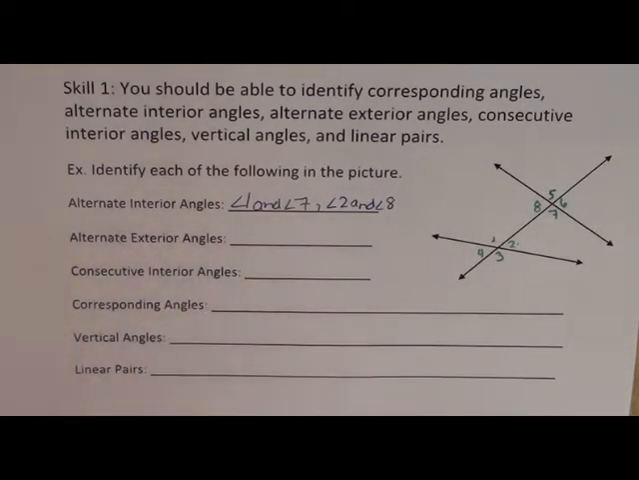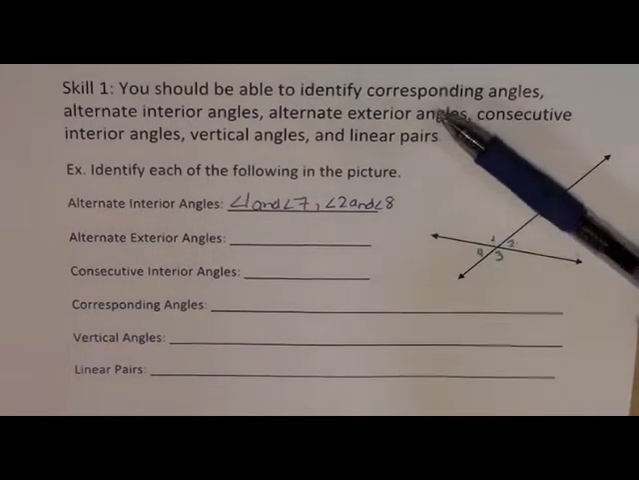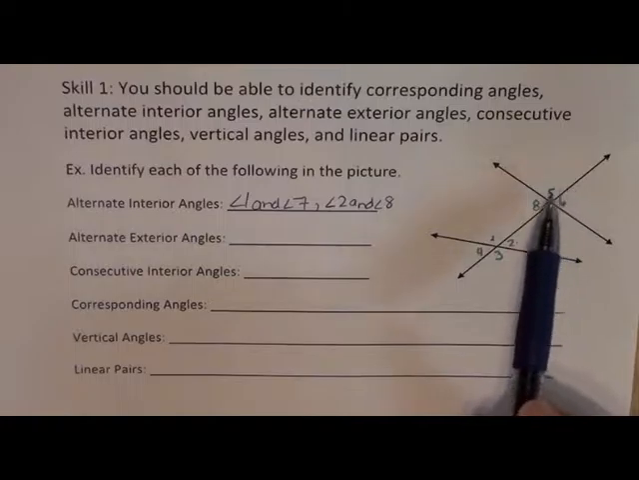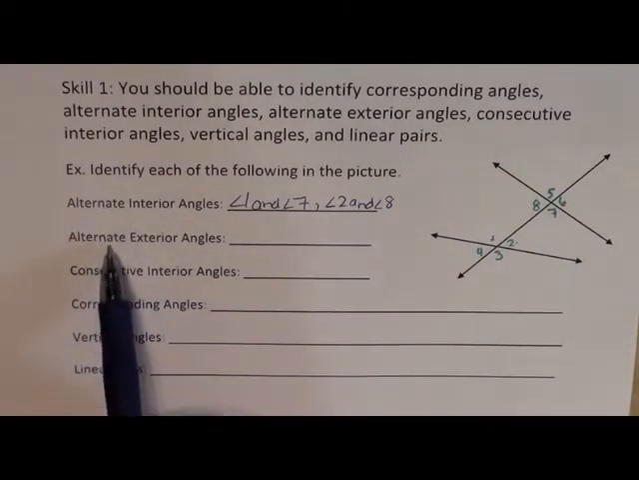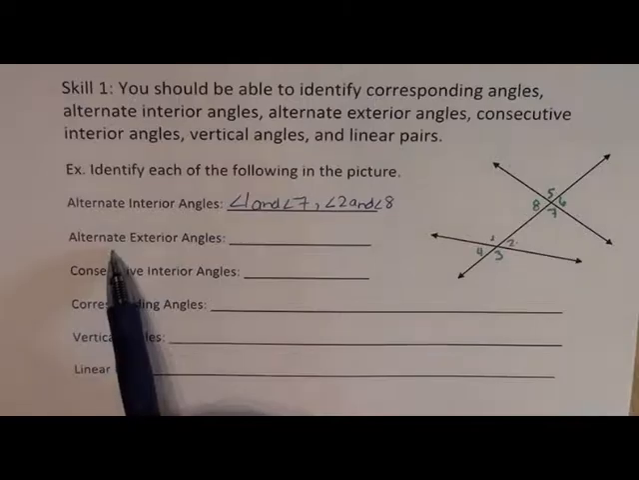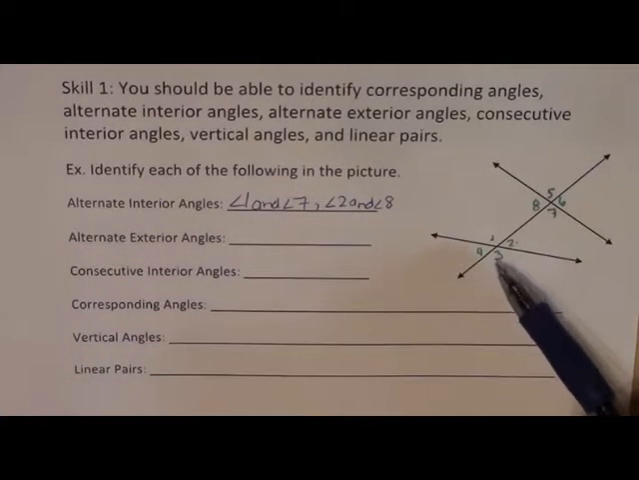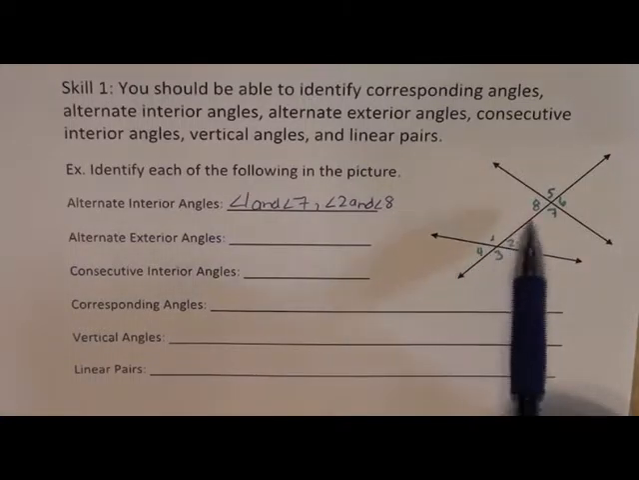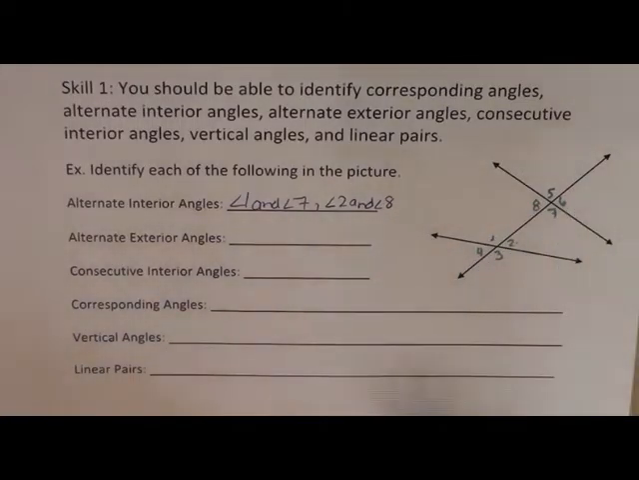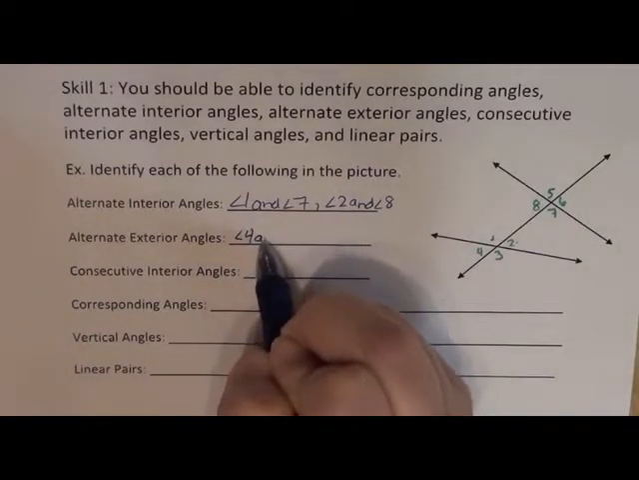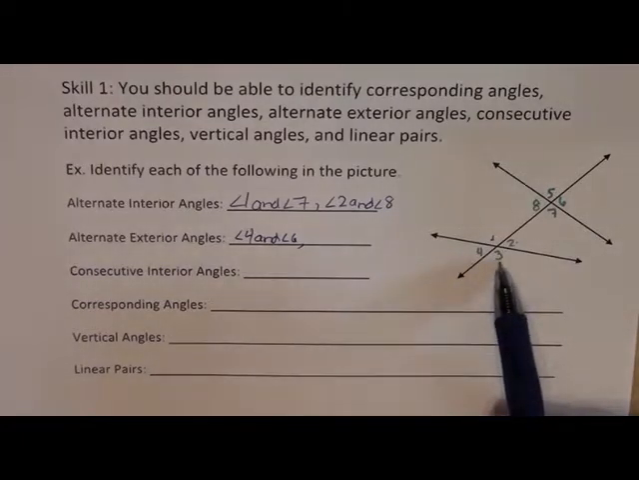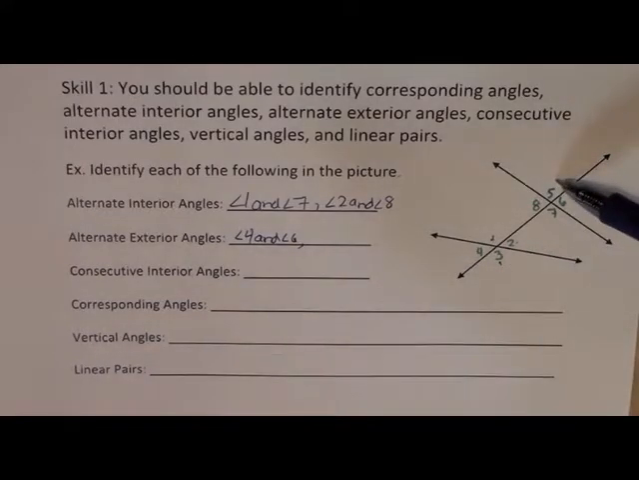Alternate exterior angles. Exterior means you are not between these two lines. That is angle 4, angle 3, angle 5, and angle 6. Alternate again means you're jumping the transversal and you're jumping to the other line. So 4 is on the bottom left. Jump the transversal and go to the other line. That's angle 6. Angle 4 and angle 6. Similarly, angle 3, the bottom right, jump the transversal and go to the other side, angle 5.